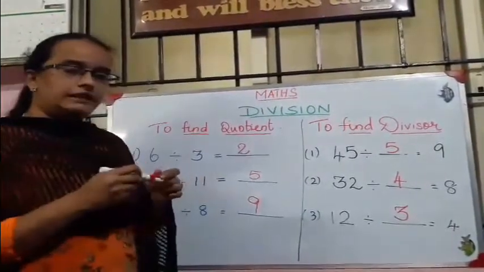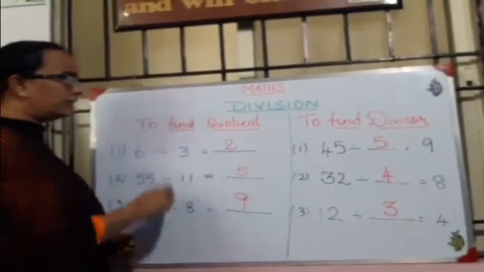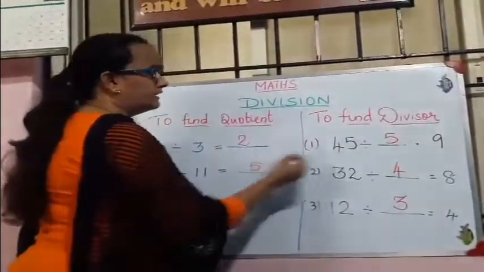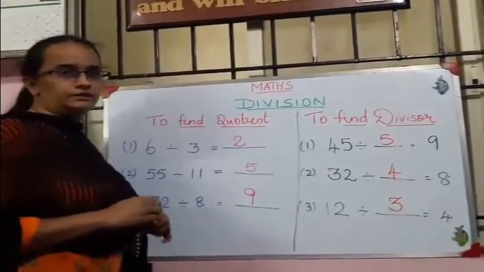So the trick is you have to tell the tables of either the divisor or the quotient to find the divisor and quotient. Understood? Okay.